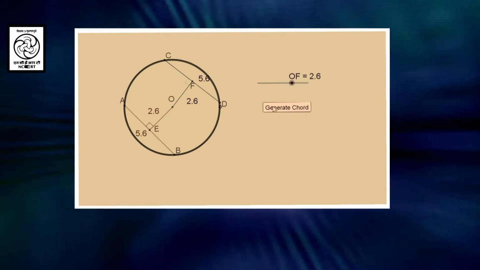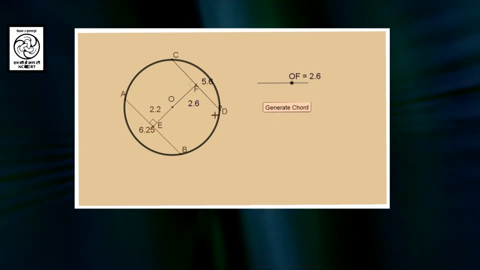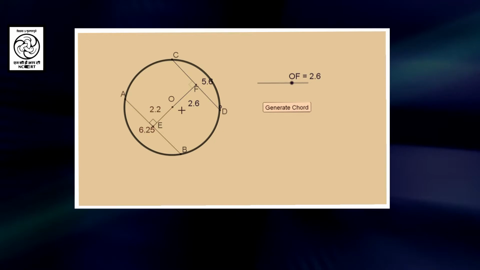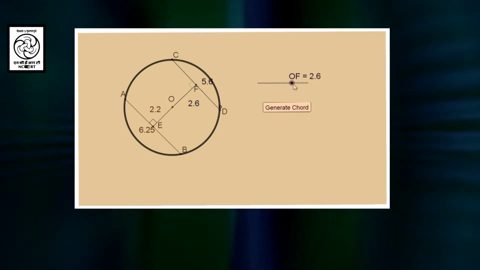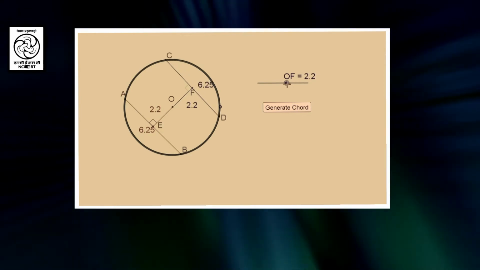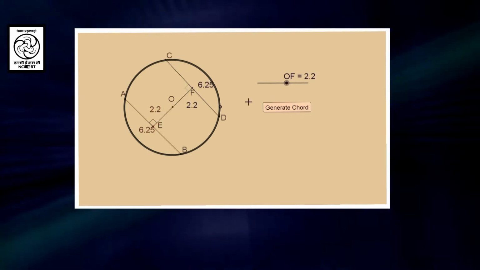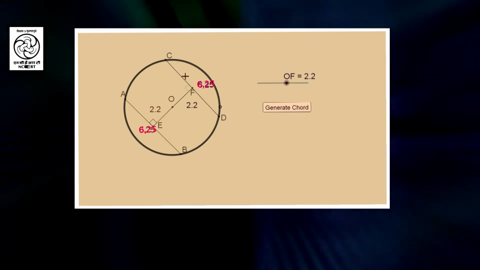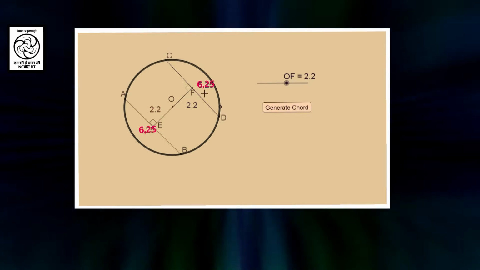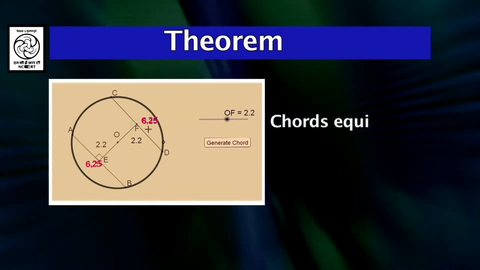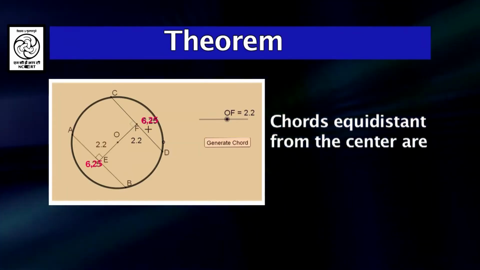Let us try one more time. This time the distance OE is 2.2 and the distance OF is 2.6. Let us make the distance OF 2.2. As soon as OF becomes 2.2, you see that the length of chord CD also becomes 6.25. So, you can say that chords equidistant from the center are also equal.